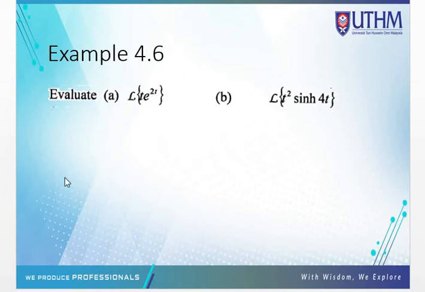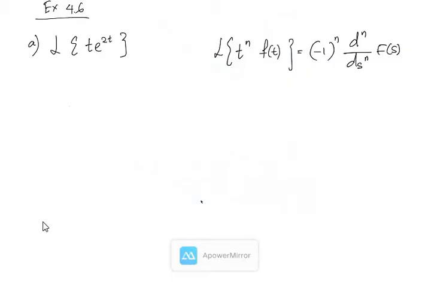Now let's look at example 4.6. Evaluate the Laplace transform of t e^t. If you look at here, this is the Laplace transform of t e^t. And from the derivative of transform property, you have t to the power of n f(t). So what does it mean? This means that t to the power of n is multiplied with the f(t). So this f(t) is what? This f(t) refers to this one.